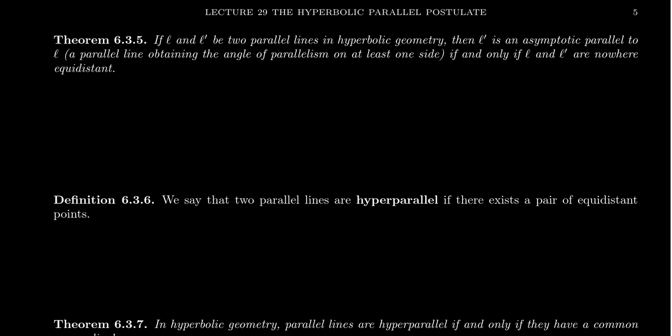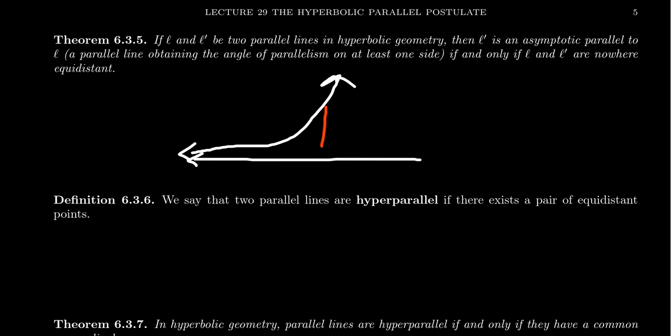So that is, if you have a line, the parallel line might look something like this. Let's do a better picture. That is, the two lines will be asymptotic to each other in the usual sense of calculus. That the distance between them is decreasing or increasing depending on the direction you go. That is, there's nowhere equidistant points between them. And this is what we mean by asymptotic parallels.